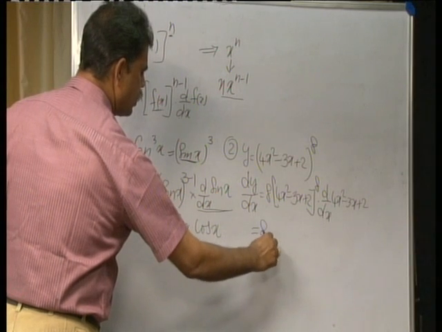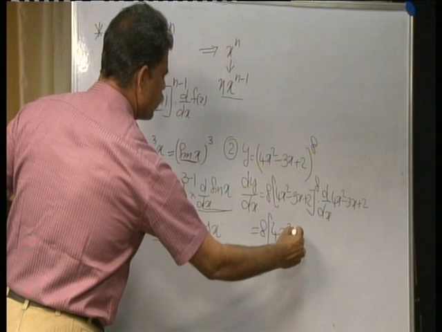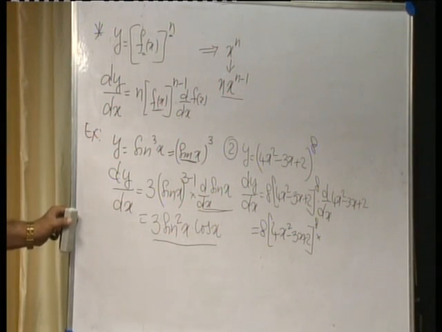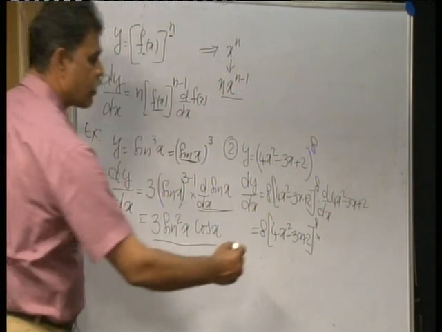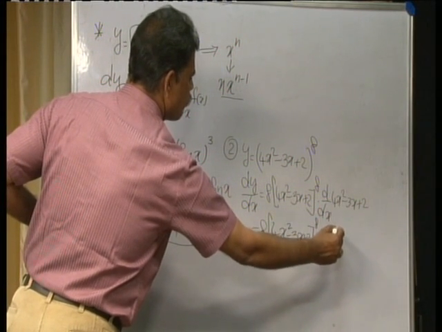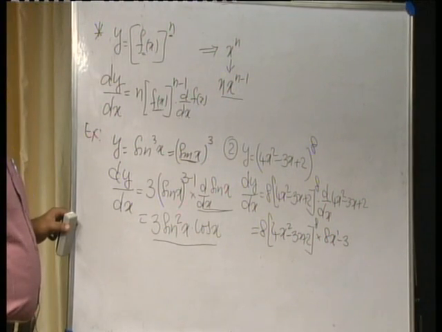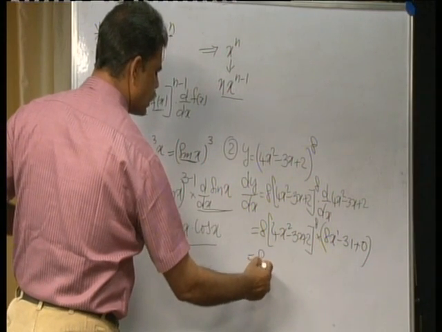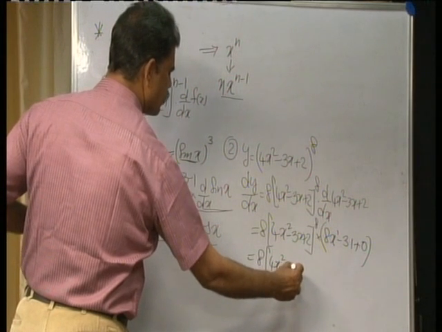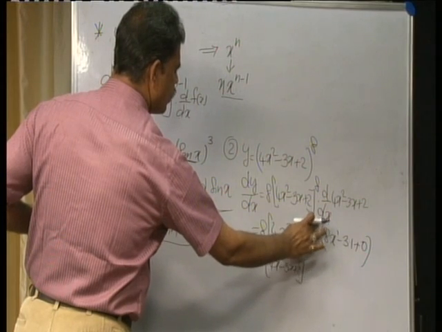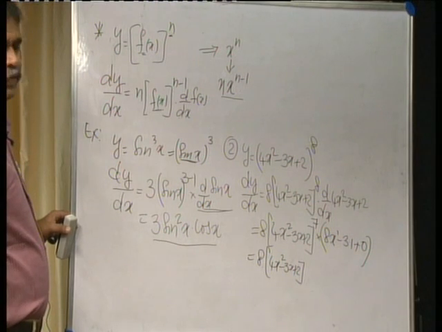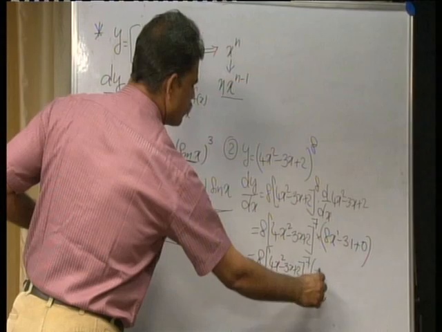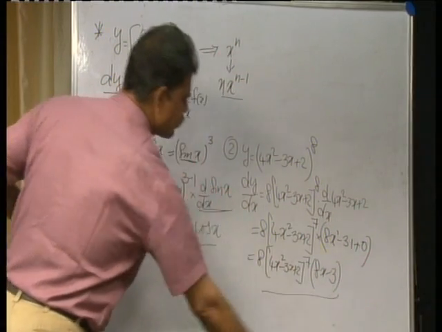Hence, it reduces to 8 into 4x square minus 3x plus 2 to the power of 8 into differentiation of function. Here the function is what? 4x square minus 3x plus 2. Differentiation of 4x square is 4 into 2, 8, x to the power of 1, minus differentiation of 3x, 3 into differentiation of x is 1, and differentiation of any constant is 0. Hence, it can be written as 8 into 4x square minus 3x plus 2 to the power of 8 minus 1, it is 7. Function to the power of n is n into x to the power of n minus 1. Therefore, function to the power of 8 is 8 into function to the power of 8 minus 1 into differentiation of function, that is 8x minus 3. This is the answer.